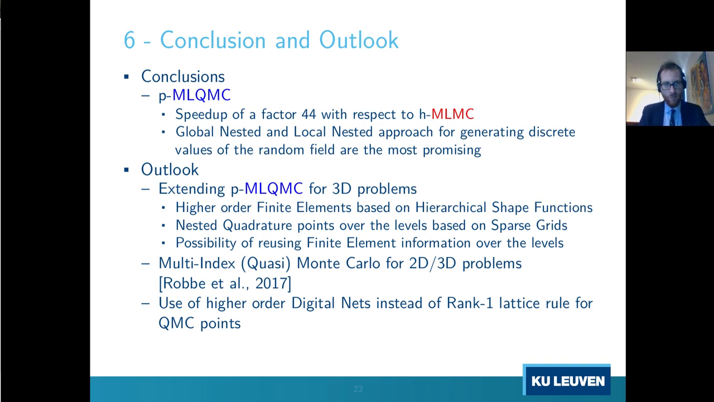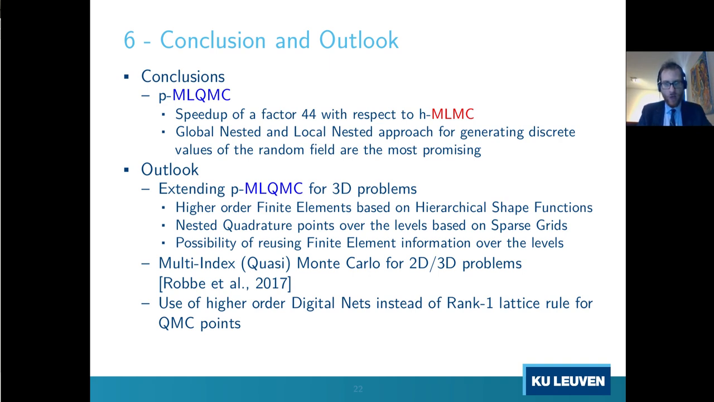If you then combine this with nested quadrature points over the levels, based for example on nested sparse grids, there is a possibility of reusing finite element information over the levels, which will be the B matrix that can be reused, and you can have an even bigger speed up. You can win more than without using it. So there is even a further factor that you can win by this approach.